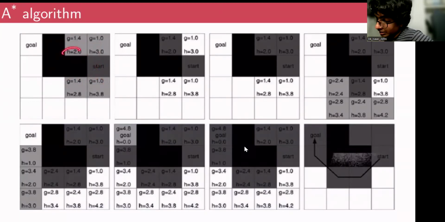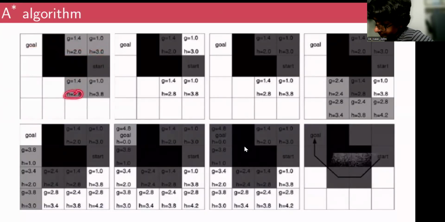And what about this heuristic cost? Heuristic cost is nothing but the distance of this node from the goal position. So if you consider this to be the goal position, this cell is actually 2 units from the goal position. So that's why we have this heuristic cost to be 2 units. And this cell is actually 3 units from the goal position. So that's why we have 3 units over here.